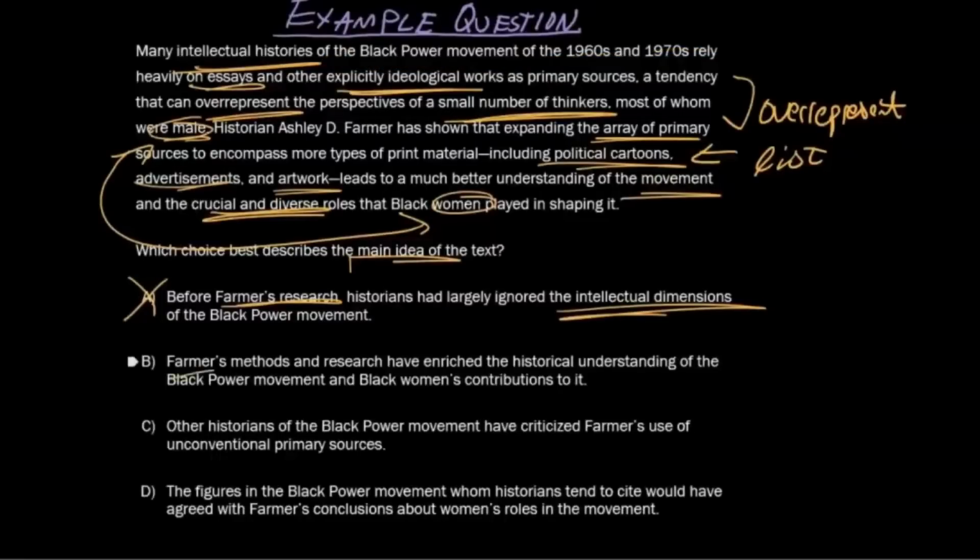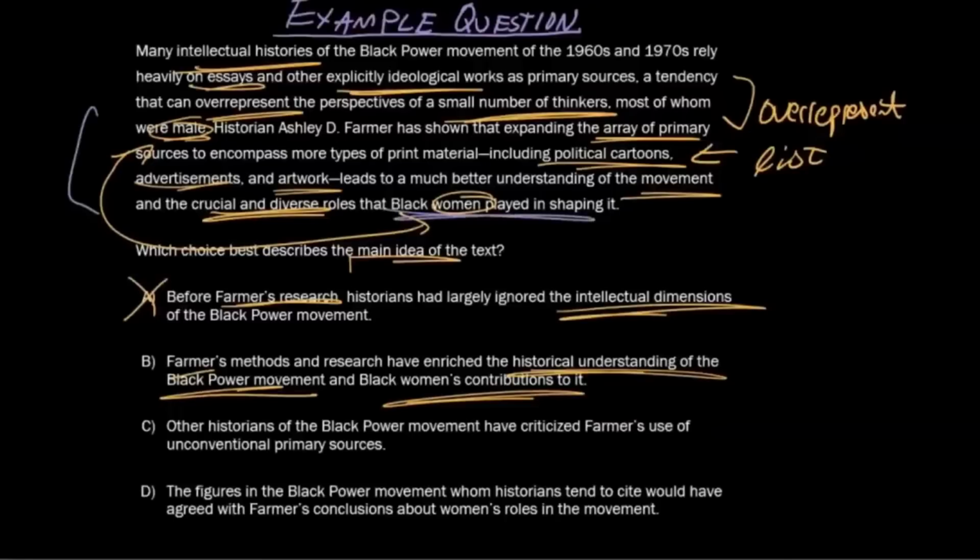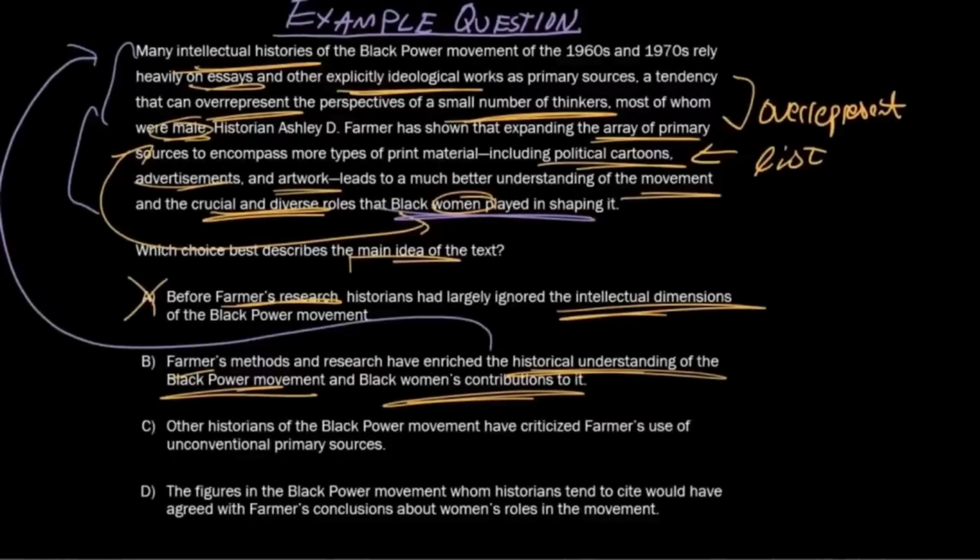Okay, now let's take another one. Farmer's methods and research have enriched historical understanding of the Black Power movement and the Black female contribution to it. I would say this is the correct answer, but we should always make sure to check our answers. Now, why do I say this is correct? Because this entire half of the thing here is telling you that she's contributing to the plethora of evidence that Black women played in supporting the Black Power movement. And this first part here is detailing what it was like before, showing that she was doing some enriching. So we see here we're encompassing the entire passage with this answer choice.